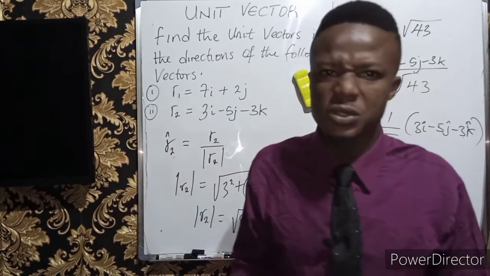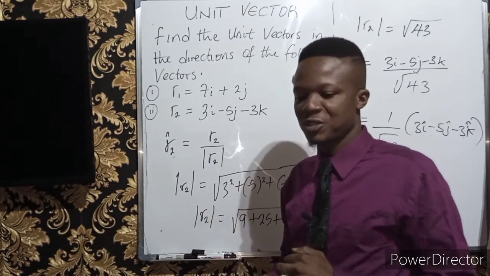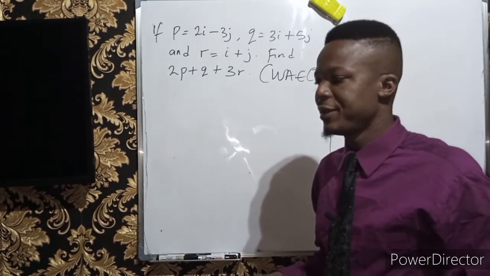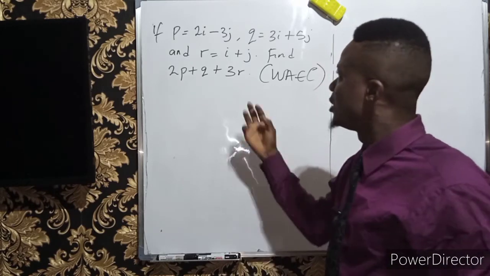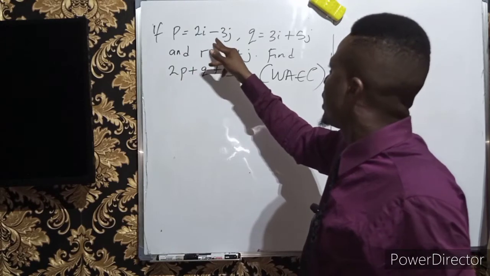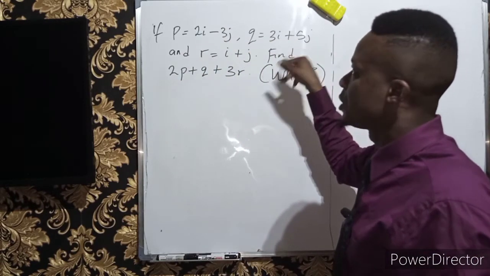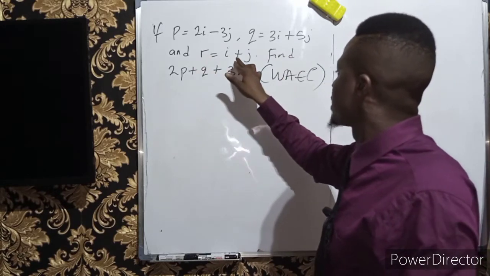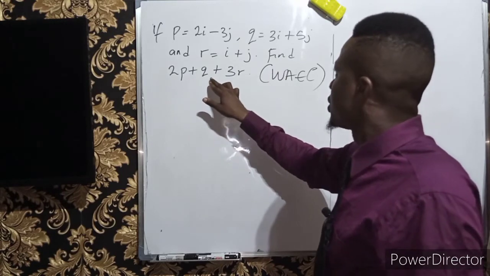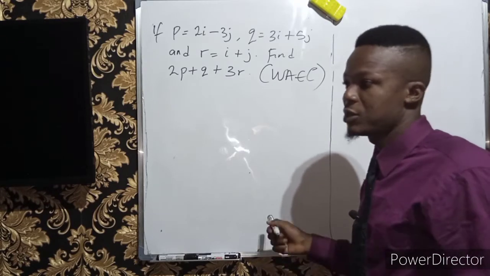So let us take a bonus question which is not under unit vector, but it's very necessary you know this particular question. I saw it's a YF question under vector, so I said it's worthwhile we look into the question. The question says if P is equal to 2i minus 3j, Q is 3i plus 5j, and R is i plus j, we should find 2P plus Q plus 3R. This is a popular YF question.